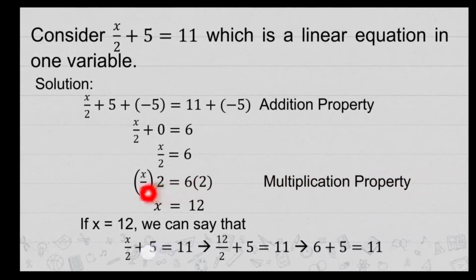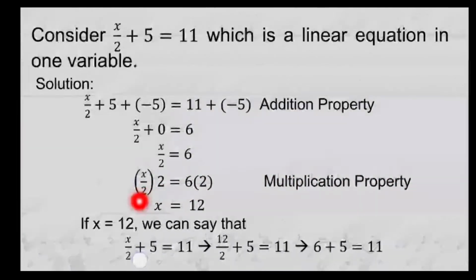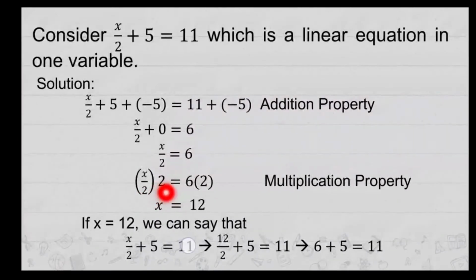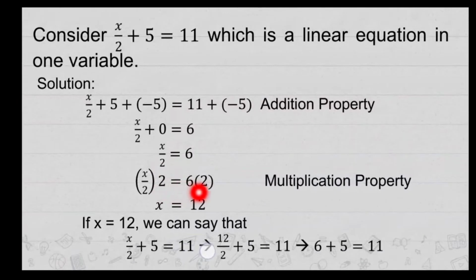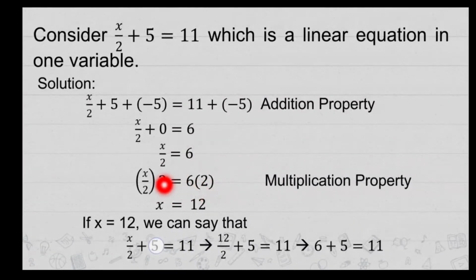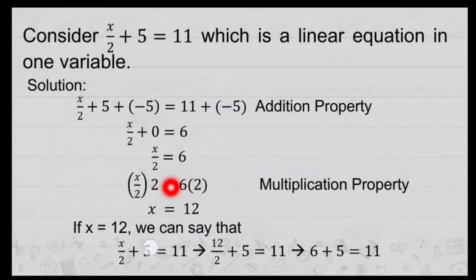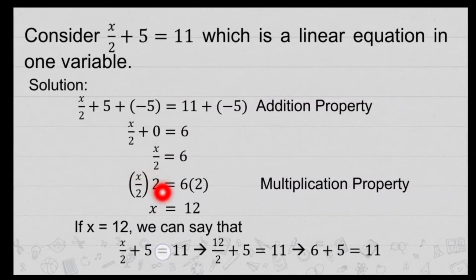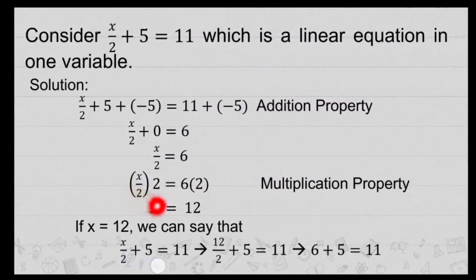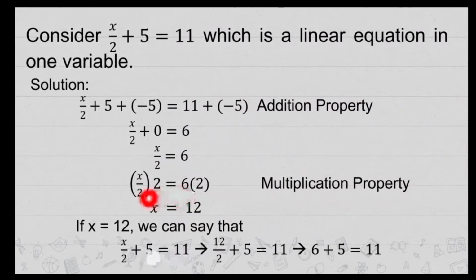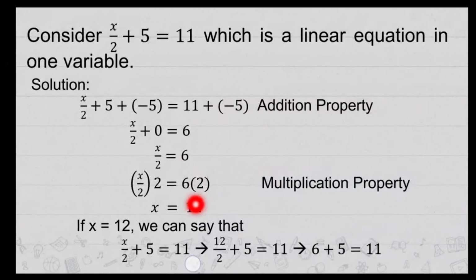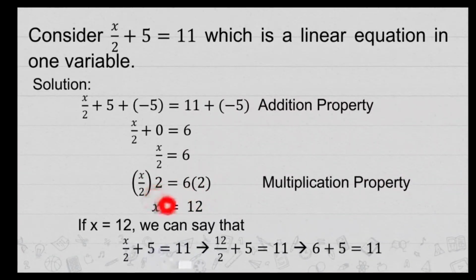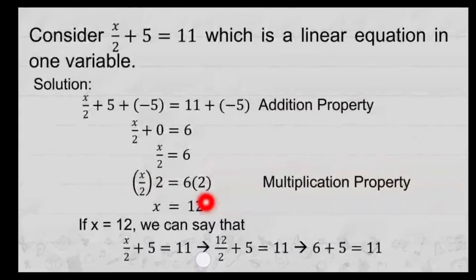Again, what is our denominator? 2. Therefore, we have to multiply 2 to both sides of the equation. So multiply 2, then multiply 2. In this case, x/2 times 2, that is x times 2 is 2x, divided by 2 is x. Then 6 times 2 is 12. As you can see, x is equal to 12. Therefore, our answer is 12.